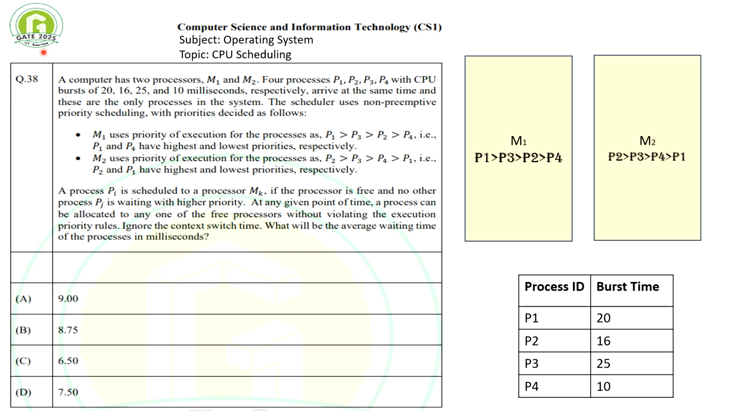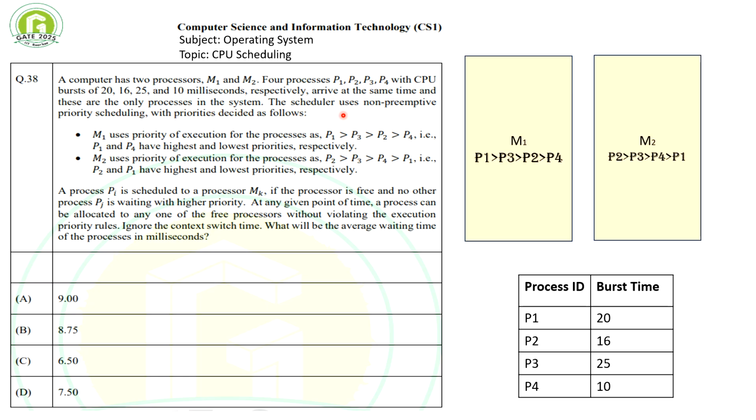It's a GATE question from the year 2025, set 1, question number 38 for 2 marks. A computer has two processors, M1 and M2. Four processes P1, P2, P3, P4 with CPU burst of 20, 16, 25 and 10 milliseconds respectively arrive at the same time, and these are the only processes in the system.